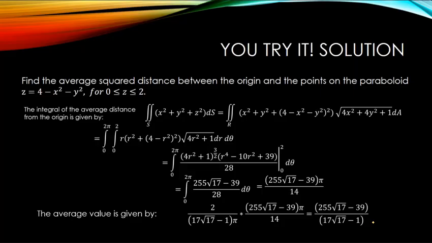This is my average value of the squared distance between the origin and the points on the paraboloid I was given when z lies between 0 and 2. This is how I can compute surface integrals when my surfaces are explicitly defined. Let me know if you have any questions.